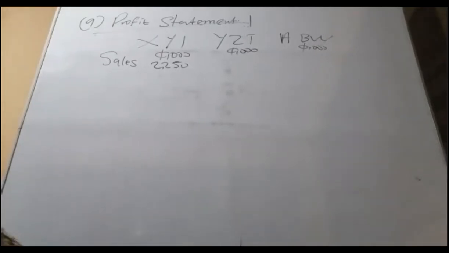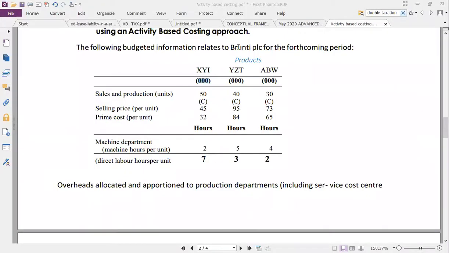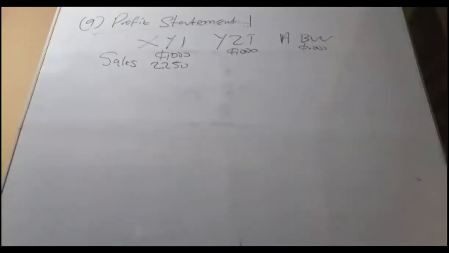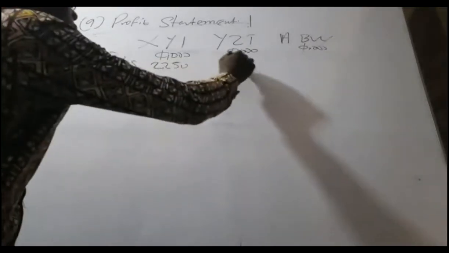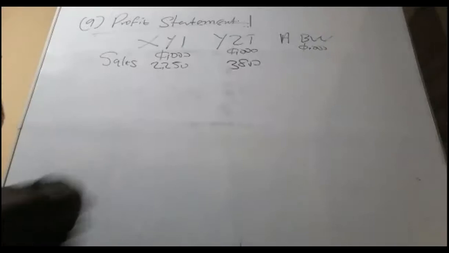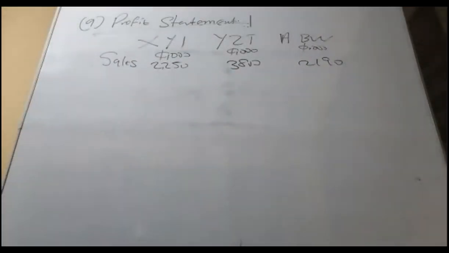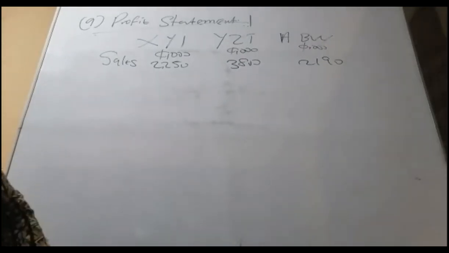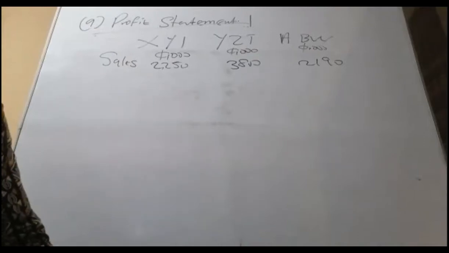Okay, so the next one, let's go and pick it up. That is 40 by 95 and 30 by 73. So if your answers are ready, you can call them for me. The next one will be 3,800, and 2,190. Now the next item, let's go to the question.